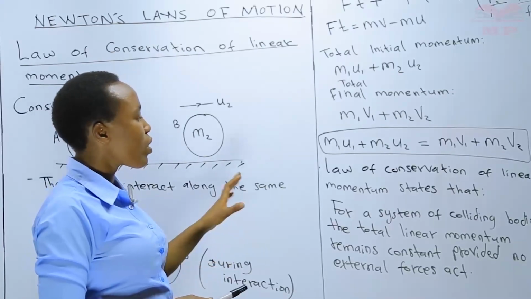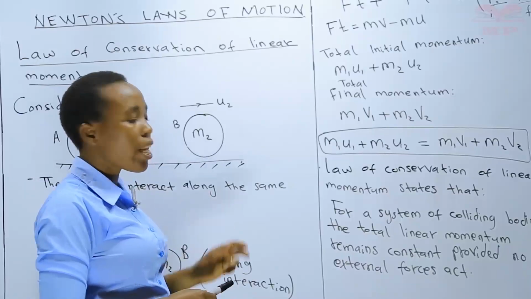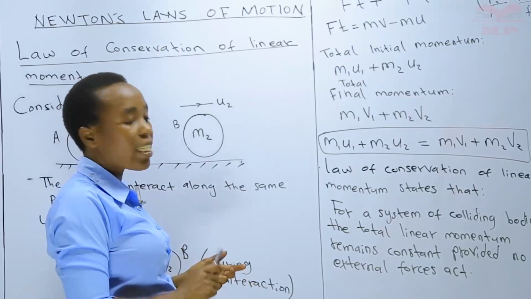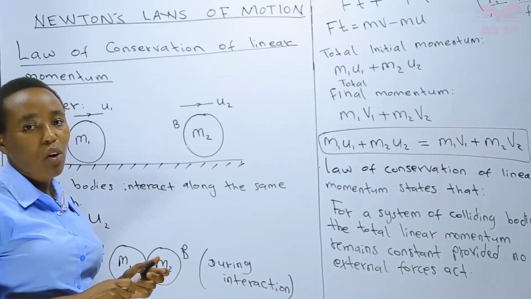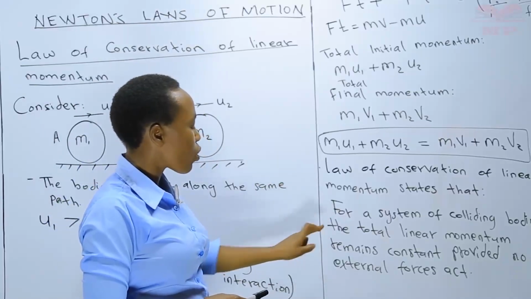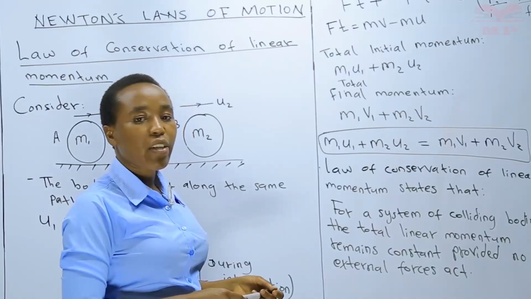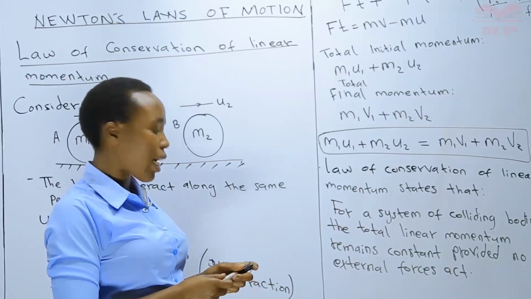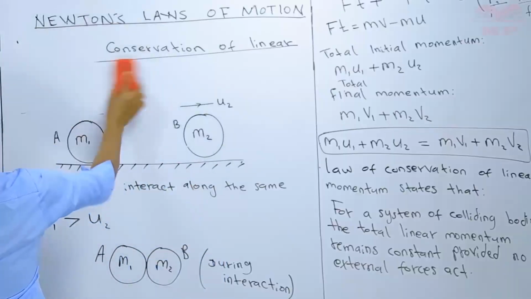And we have seen that this can apply for any number of bodies, provided that there is no external force acting on those bodies. So for a system of colliding bodies, the total linear momentum remains constant, provided no external forces act. And that's what we are calling the law of conservation of linear momentum.